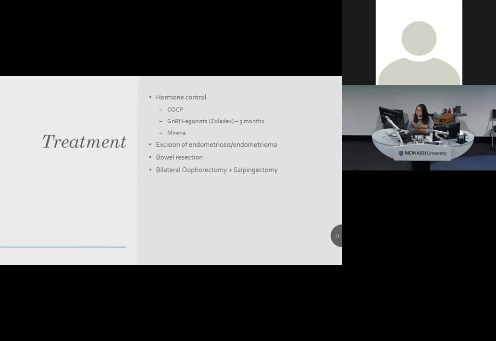Obviously the gold standard treatment is excision of the endometriosis. However, as you guys probably know, it can come back, and it does often come back. Bowel resection, like I said, if you've got a lesion on the bowel, and you can do a bilateral oophorectomy, salpingectomy, if they're done having kids and they just want their endometriosis to be taken care of. However, we do know that if we do take away the ovaries, they can still get some pain. We're not really sure why they still get the pain, but it is possible. So there's no one excellent thing to do to get rid of endometriosis.